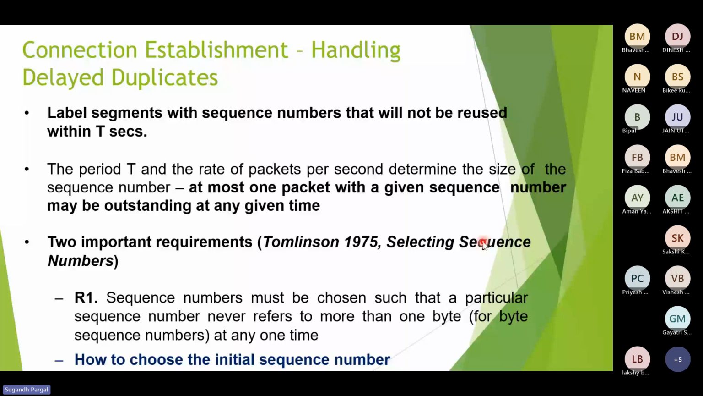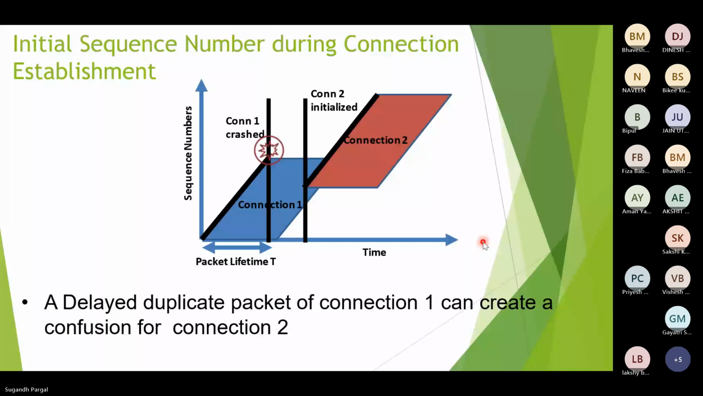The sequence number is decided based on the period and the rate of packets which need to be sent. So if 8 packets need to be sent, 0 to 7, then a 3-bit sequence number will be given. We'll see how. Now, how to choose the initial sequence number in case of delayed duplicates? We'll see a few examples, and how to initialize the next sequence number.